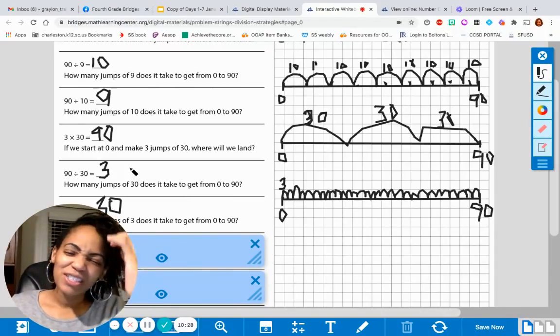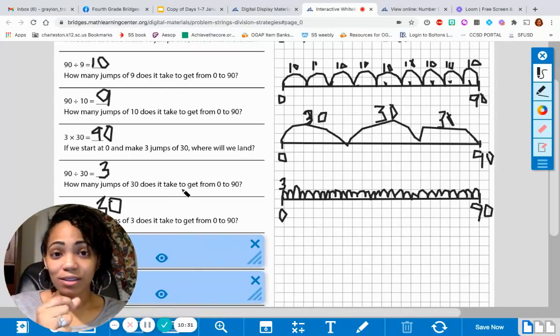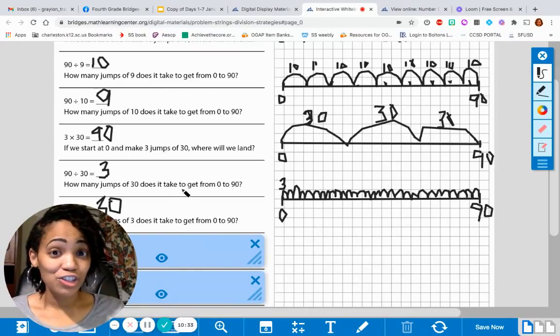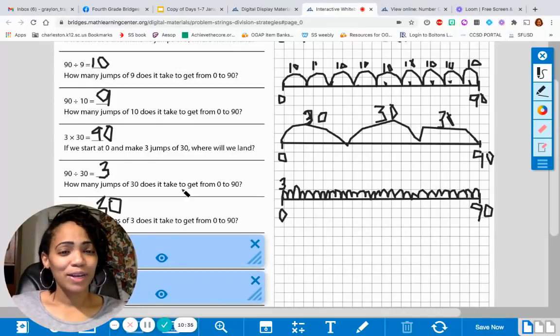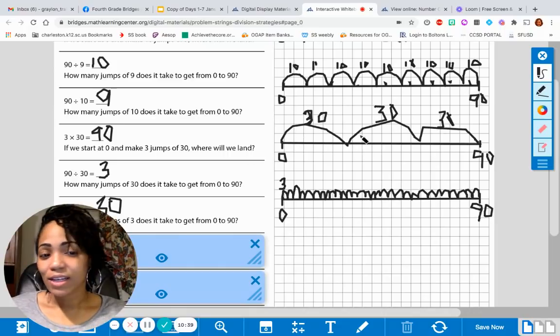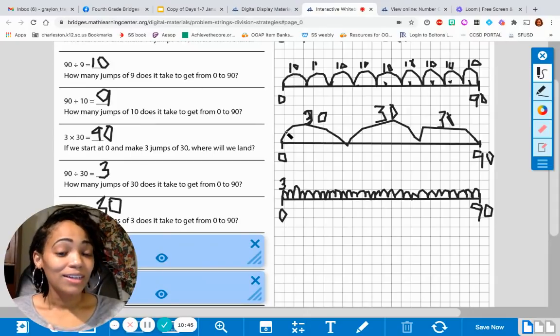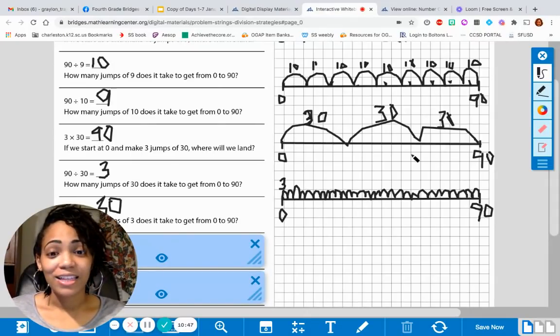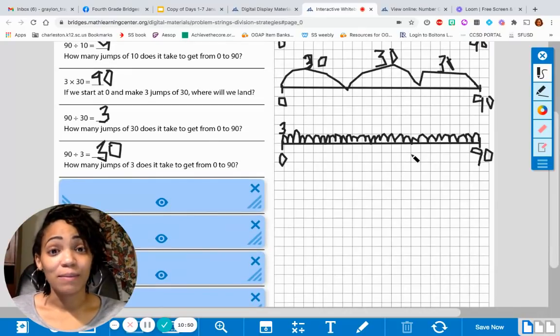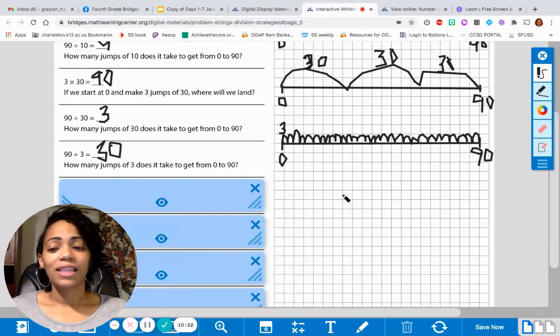It's just that with division, would you want to make a smaller number of larger jumps or a greater number of smaller jumps? Right, it's so much easier to make a smaller number of the larger jumps. For example, it was easier for Miss Trammell to do 3 jumps of 30 than it was for me to do 30 jumps of 3. All right, let's keep working.